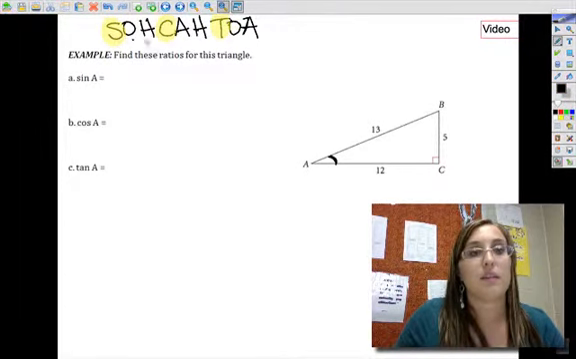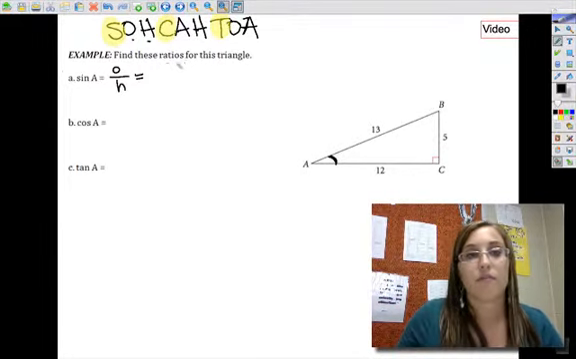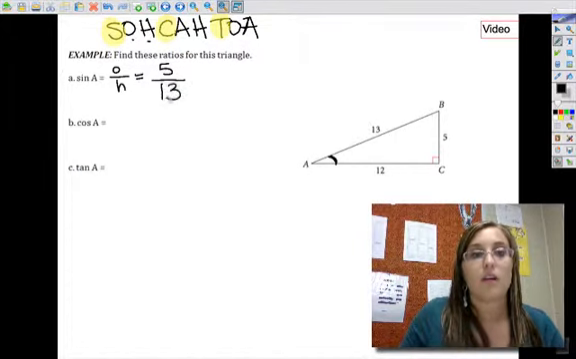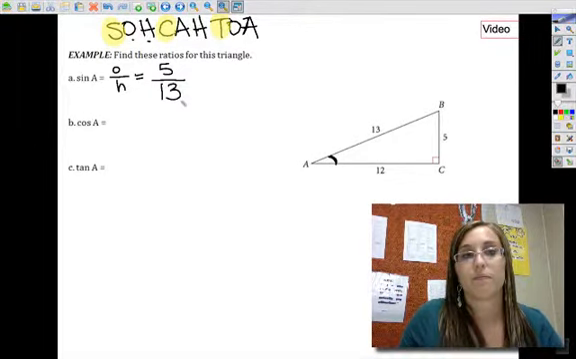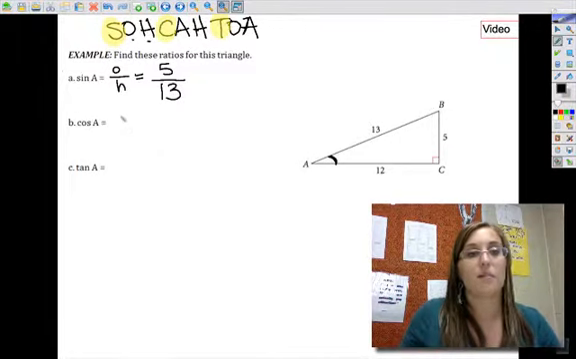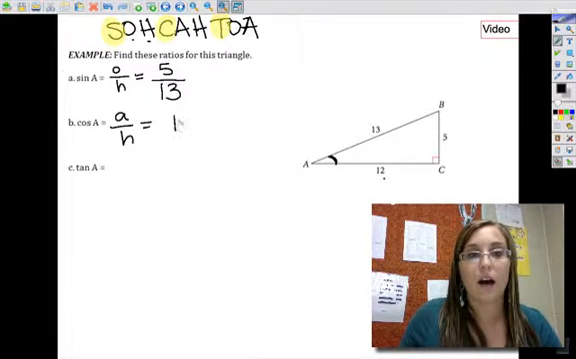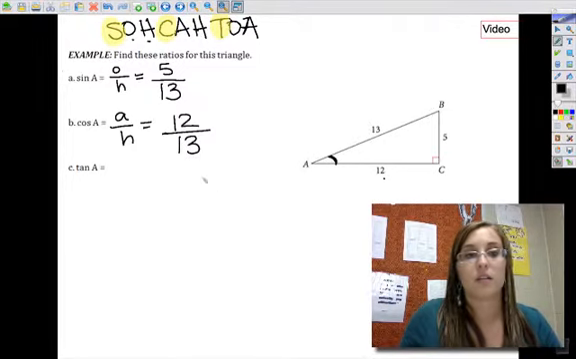S, C, and T stand for sine, cosine, and tangent. The sine is the opposite over the hypotenuse. So the sine of angle A is going to be the opposite over the hypotenuse. We need the length of the opposite leg from A. That would be 5. We divide that by the length of the hypotenuse, 13. So the sine of angle A is defined as 5/13. For the cosine, I'm going to use my acronym to help me. That's the C, the A, and the H. That means it's adjacent over hypotenuse for cosine. So I look at that angle. I've got the adjacent side, 12, over the hypotenuse, 13.